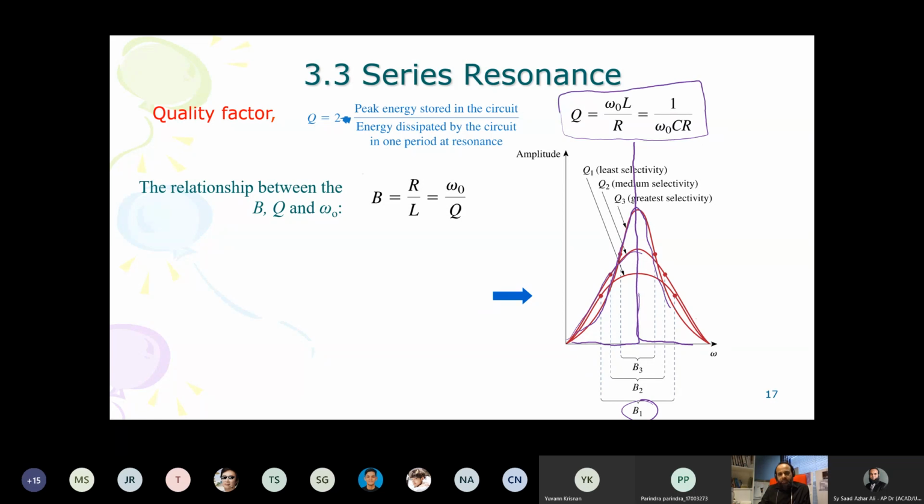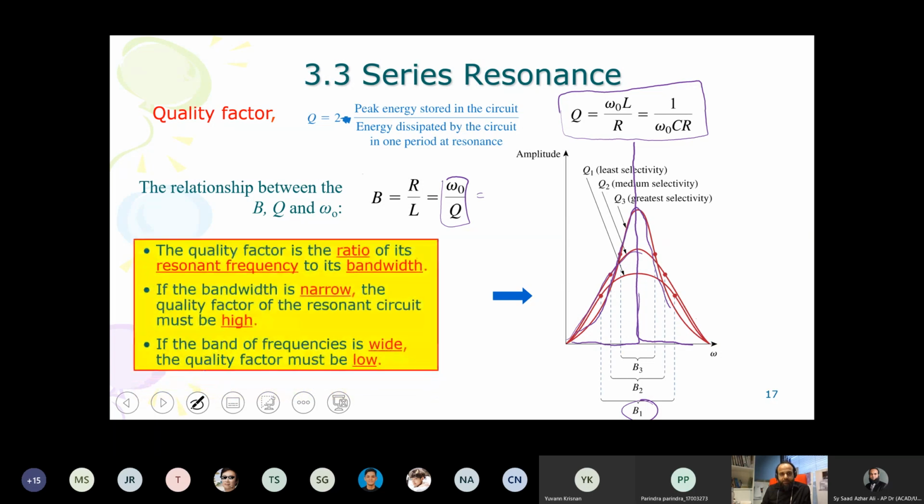And of course they are inversely related. They are all related, like bandwidth and the quality and omega naught. So there should be another one related to CR as well. It should be CR. Omega naught squared here. We want to relate this one with Omega naught. So Q will be omega naught squared somewhere here. Omega naught squared, this can be related.